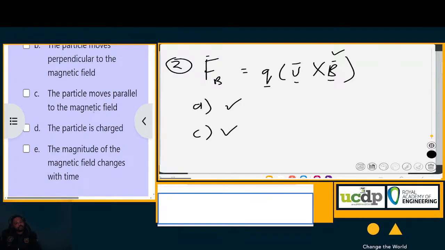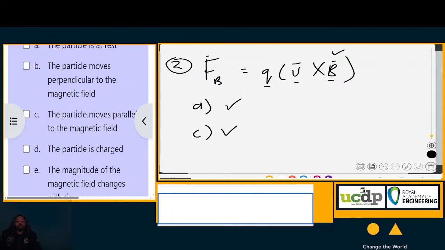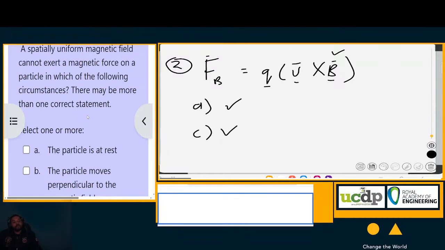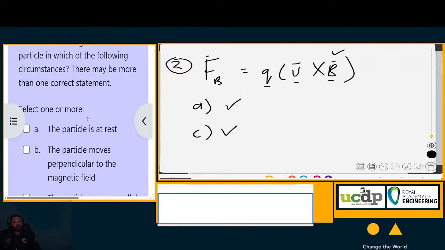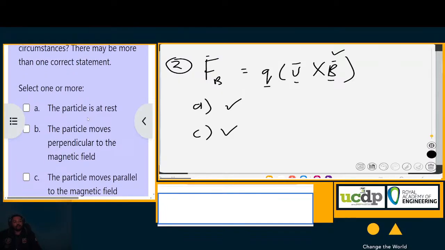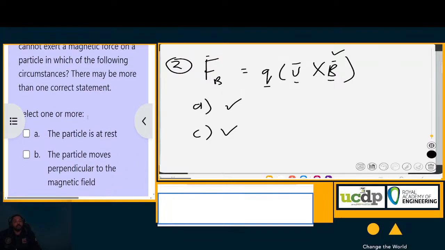D. The particle is charged, it must be charged. The magnitude of the magnetic field changes with time, there will still be a force even if the magnetic field changes with time. So the only times that there will not be a magnetic force are when the particle is at rest, meaning V is 0, and when the particle moves parallel to the magnetic field.